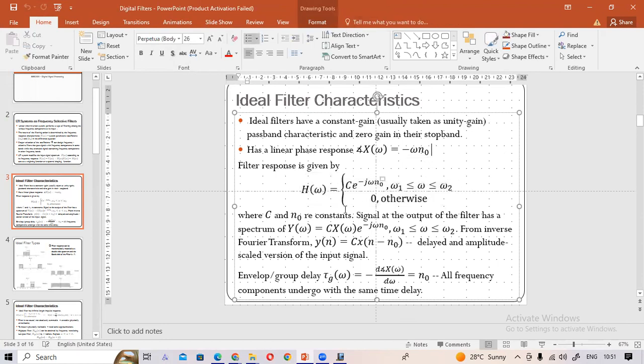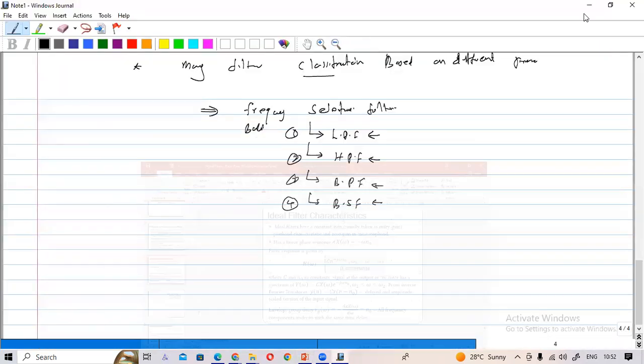H of omega equals c e to the power minus j omega, like this. This omega is between some specific band and zero otherwise. I will explain this. I'm not sure about the zero otherwise part, because we are normally getting omega between -5 and +5. So most probably this should be -5 and +5. Anyway.